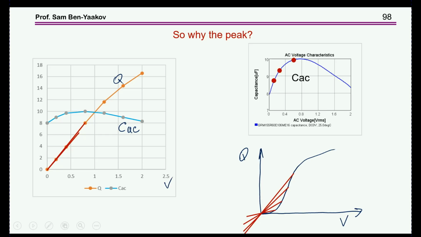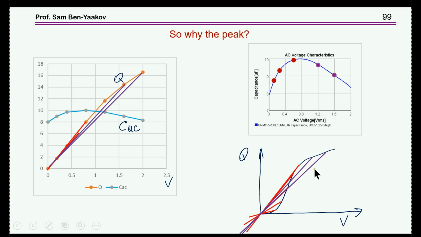What happens to the slope, which is the definition of capacitance? It goes up, because the slope is going up. But notice, as you pass this point, the slope is going down. So for large signal, at the very beginning, you see an increase in capacitance because you are moving on this part here. The slope is going up, up, up. And then as you reach this point, the slope is going down. So this is exactly what we are seeing here.